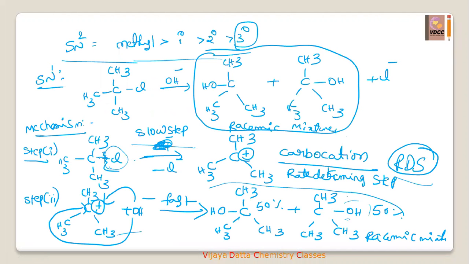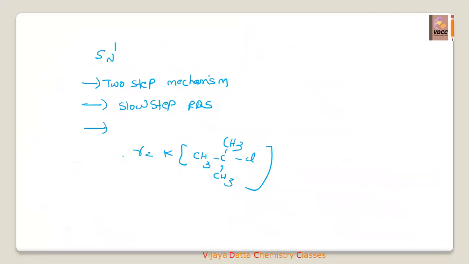See here, we did not touch the OH minus. OH minus attacks in step 2. Step 2 is the fast step, so we won't consider it. We have to consider step 1, the slow step. Only one molecule is involved in that, so its molecularity is 1. Its order, according to the rate law, is also 1, since there is only one reactant with power 1. That's why this is called unimolecular nucleophilic substitution reaction, and its product is racemization, meaning a racemic mixture.